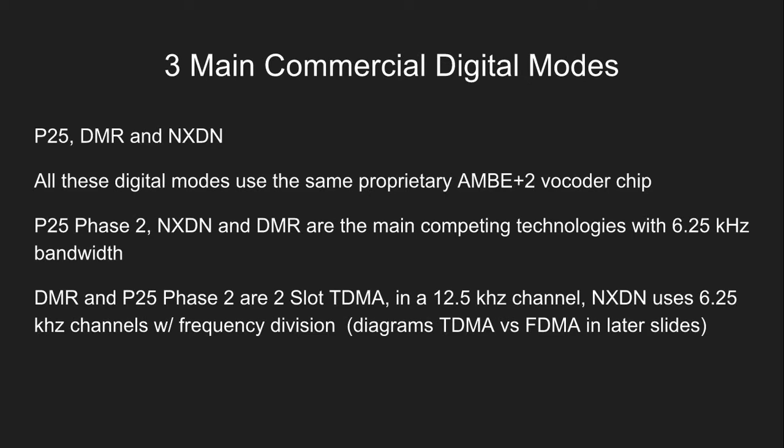DMR and P25 Phase 2 are two-slot TDMA in a 12.5 kilohertz channel. So they have two slots for carrying traffic in 12.5 kilohertz. They take the current narrowband channel and expand its capacity times 2. NXDN uses 6.25 kilohertz channels with a frequency deviation, with one channel per 6.25 kilohertz. And obviously we'll go over some slides later comparing TDMA and FDMA, show you some diagrams which will greatly improve your understanding of TDMA versus FDMA.